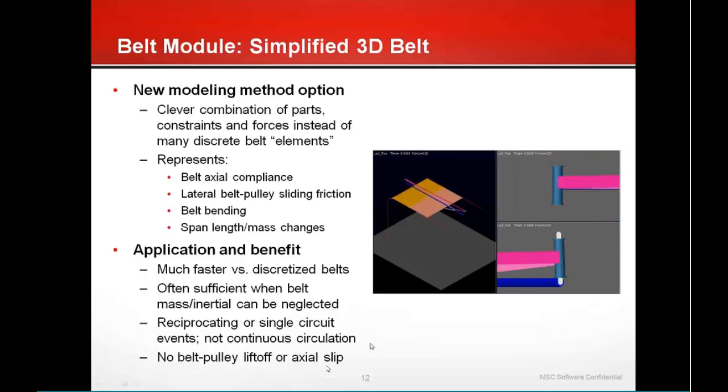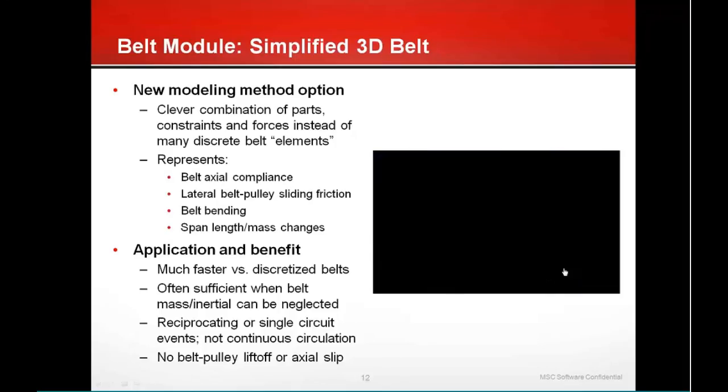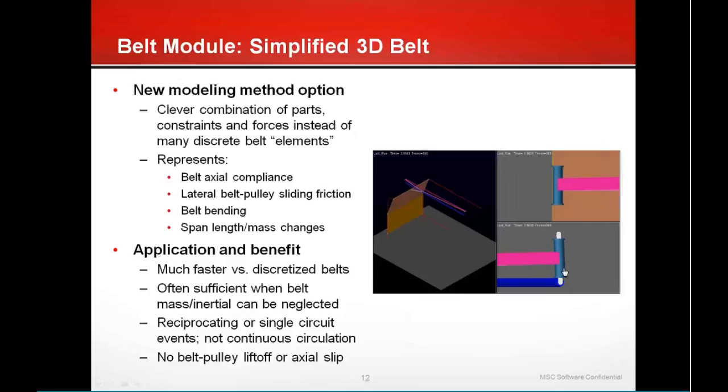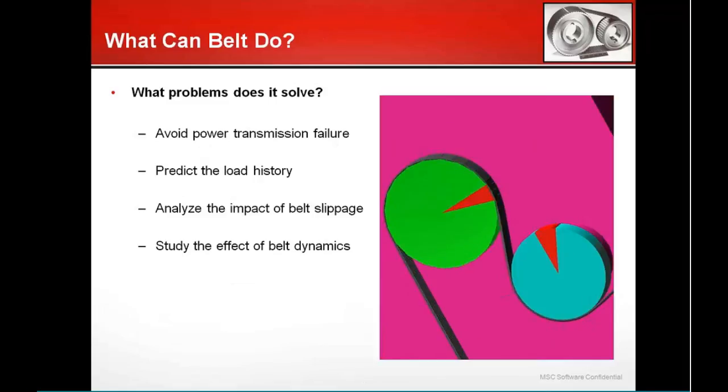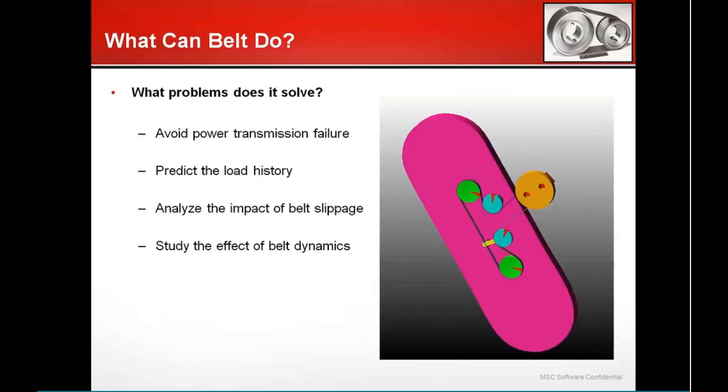And in this release, it currently does not support pulley liftoff or axial slip, but just the lateral slip, not longitudinal slip. So overall, people are using the belt module to look at power transmission issues in belt-driven systems, predict the load history, loads in the belt, loads on the pulleys, analyze the impact of belt slippage, or study the effects of belt dynamics, particularly with the discretized model.